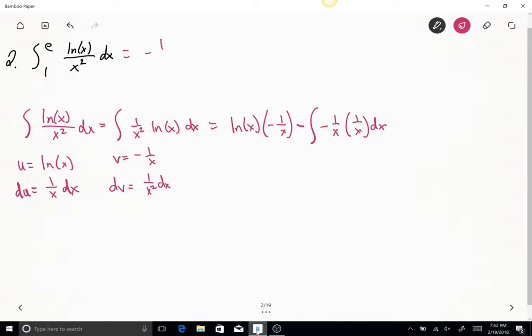We get negative natural log of x over x, evaluated at 1 and e, which we'll plug in on the next step. And then minus, oh, notice we have minus and minus, so I'll put plus the integral from 1 to e of 1 over x squared dx. Okay, so we're in pretty good shape at that point. So we have a couple different routes, and I'll explain where to go from here. So as we mentioned, this is negative natural log of x over x.